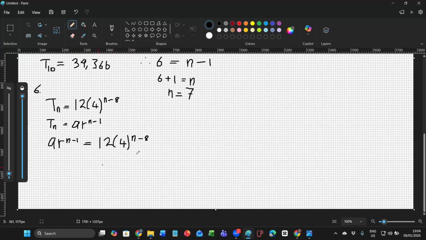Okay, so let me see. The key thing we can do here: how can we make the right hand side look like the left hand side? So this is what I'm going to do. Minus 8 is as good as minus 1 minus 7, right? Do you agree with me on that? Yes. Okay, so that's going to be 4.